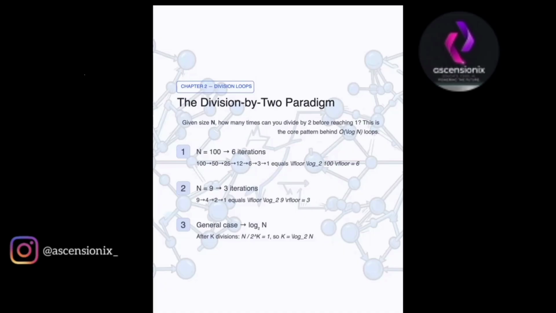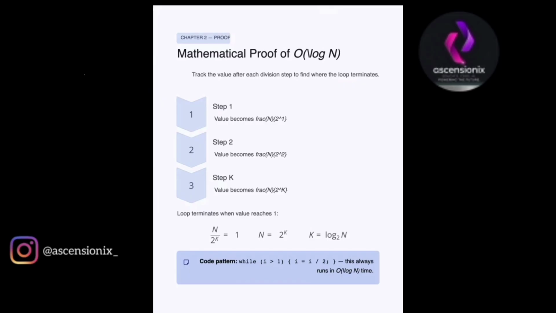If we multiply both sides by 2 to the power k, we get n equals 2 to the power k. So this is beautiful. Okay. Elegant proof. The number of times you need to divide n by 2 to get to 1 is exactly log base 2 of n times. So I think that's clear, right?